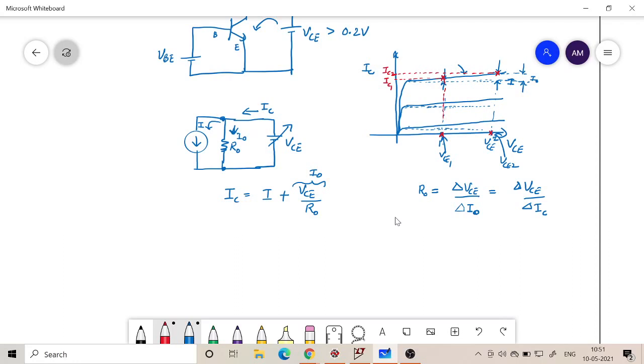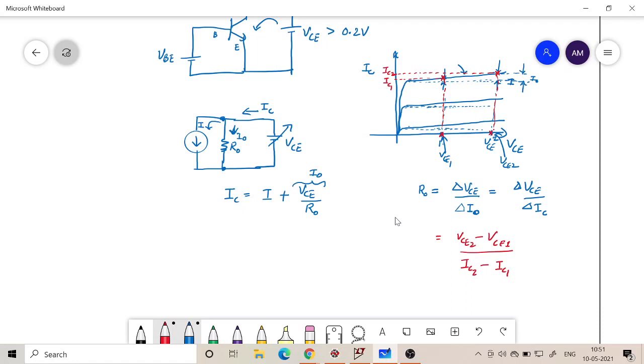So this is my VCE1 and this is my VCE2. So R naught is equal to VCE2 minus VCE1 divided by the current corresponding to VCE2, IC2 minus IC1. So this is what we have to do. Once the characteristics is obtained, you just find out the slope of it. Since I is plotted in the vertical axis, we are finding the inverse of the slope. The slope means delta IC by delta VCE, but inverse of that.